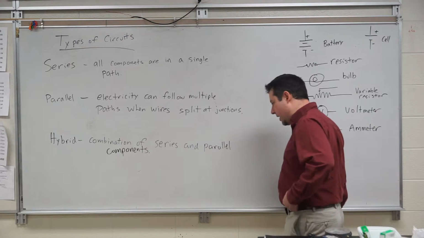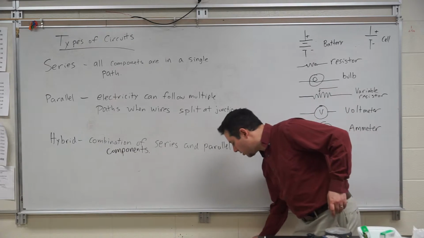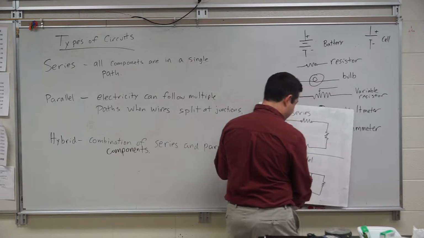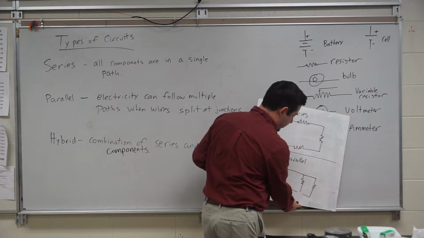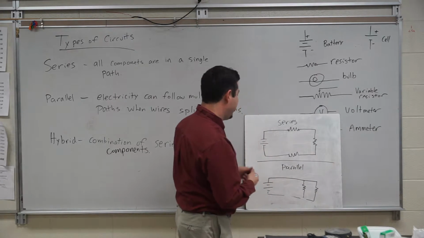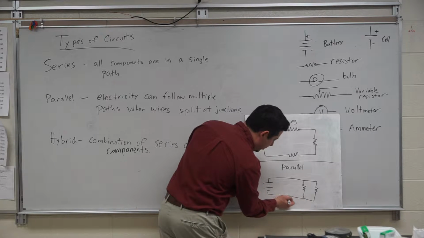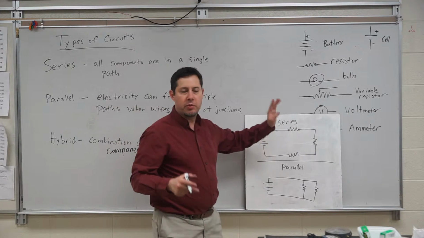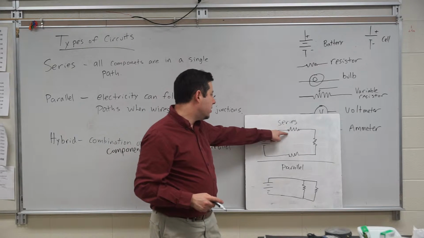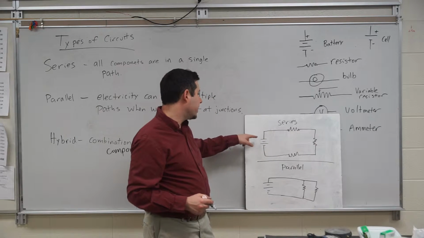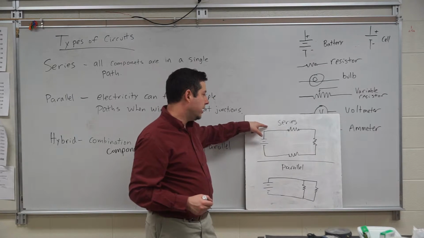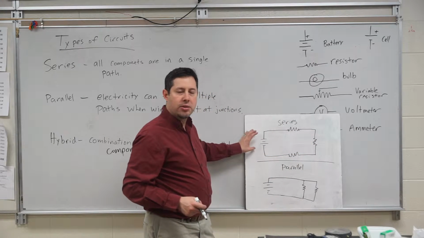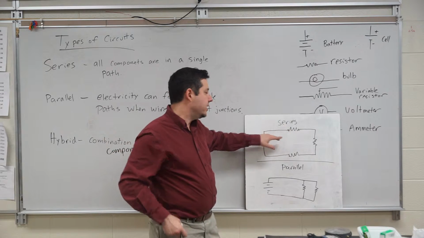Let me show you the difference now between what a series and a parallel circuit looks like. This shows you two circuits. One is a series circuit and one is a parallel circuit. If you look at the series circuit here, there's a battery, three resistors and some wire, and that's it. All three resistors are in a single path. Positive current leaves this side, goes through this resistor, this resistor, and this resistor. So the electricity goes through every component in this series circuit.